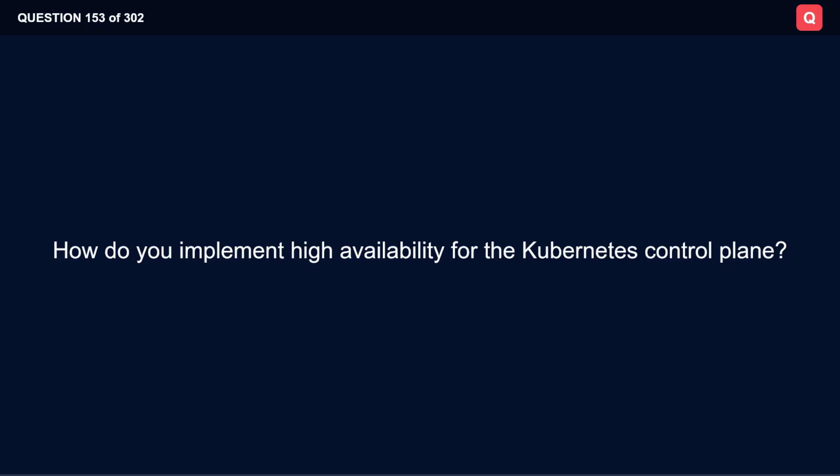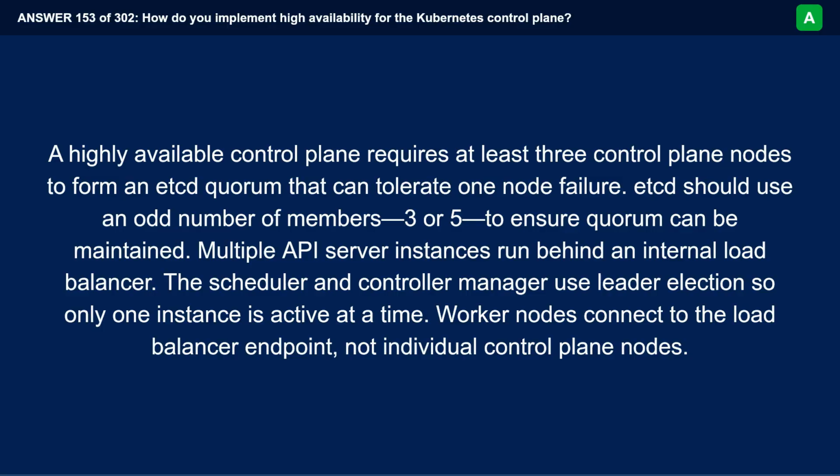How do you implement high availability for the Kubernetes control plane? A highly available control plane requires at least 3 control plane nodes to form an etcd quorum that can tolerate one node failure. etcd should use an odd number of members, 3 or 5, to ensure quorum can be maintained. Multiple API server instances run behind an internal load balancer. The scheduler and controller manager use leader election, so only one instance is active at a time. Worker nodes connect to the load balancer endpoint, not individual control plane nodes.